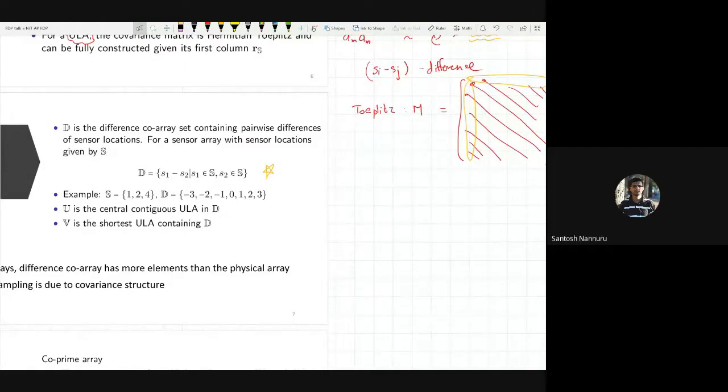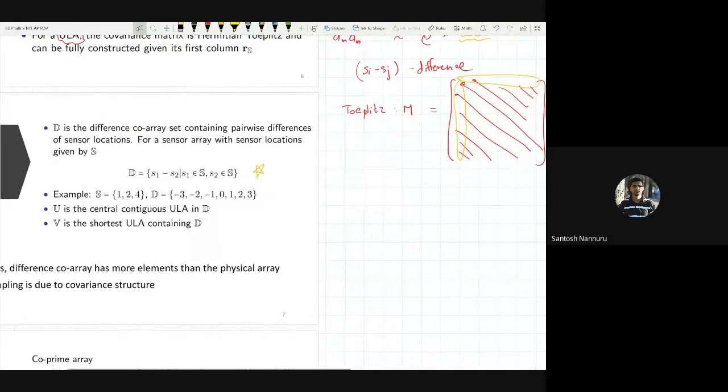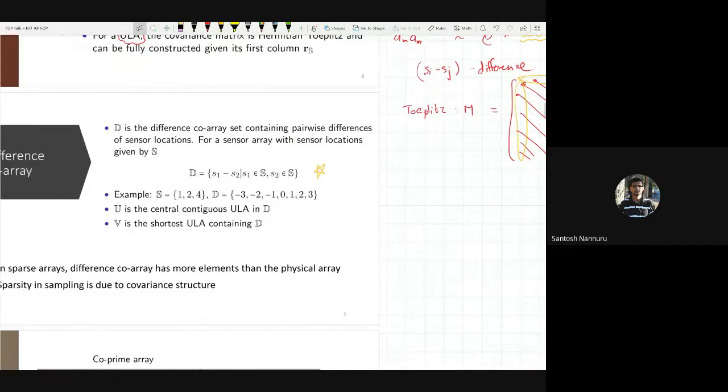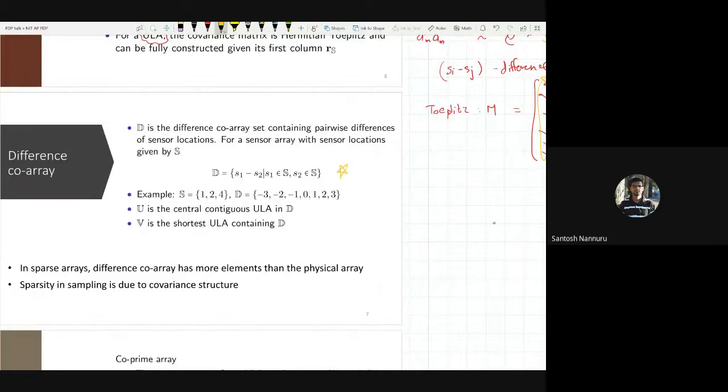So sparse arrays are basically that, where the spacing is not constant. It changes. So this difference, this thing. I've given an example. So 1 to 4. You take all pairwise differences. So you'll get 0. You always have 0, because 1 minus 1 is allowed. So 0 is always there, the same thing you subtract. Then 1 you get by 2 minus 1.